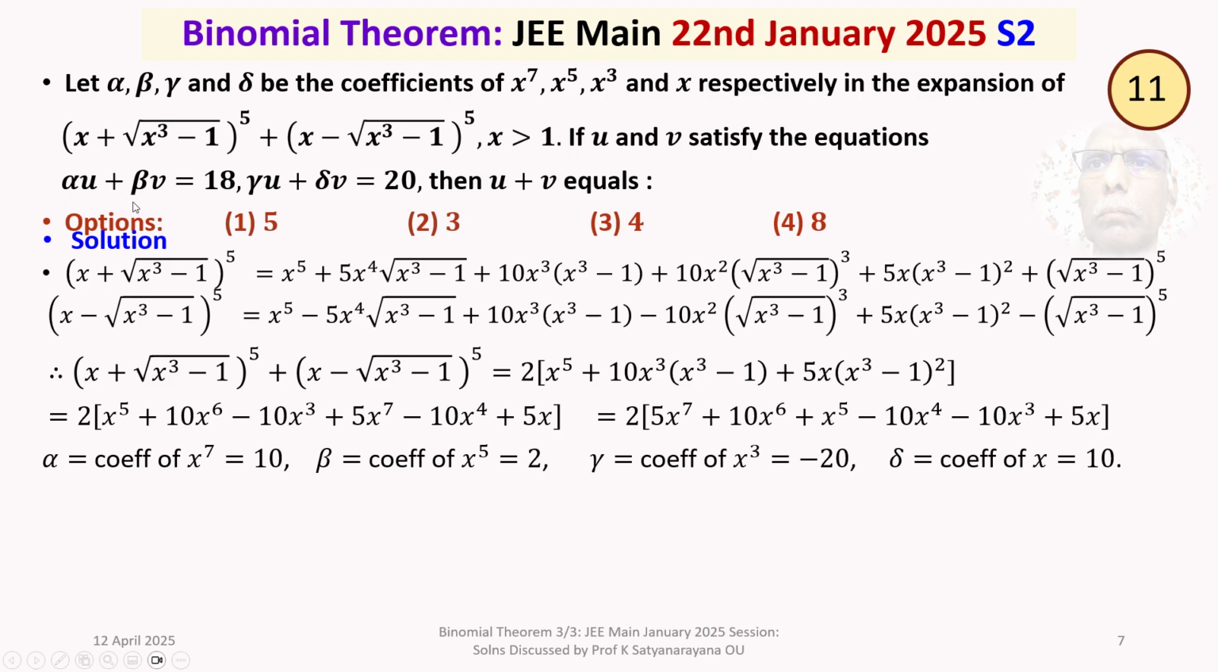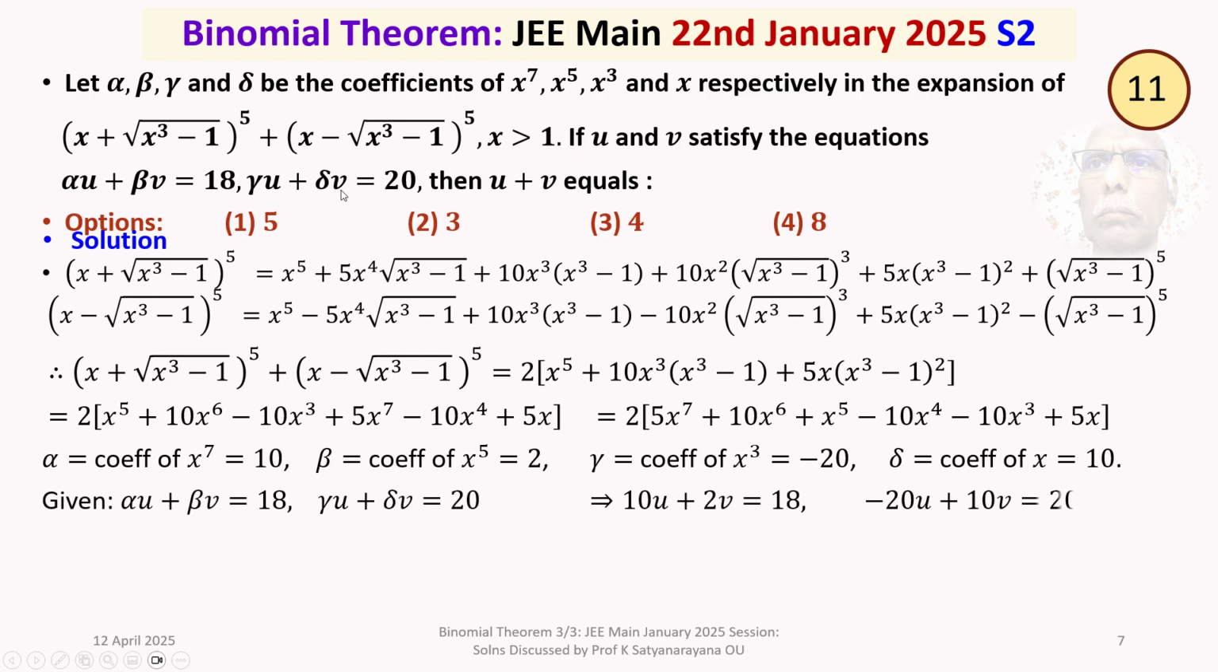So, we are given two simultaneous equations in u and v. Alpha u + beta v is 18, and gamma u + delta v is 20. Substitute the values of alpha, beta, gamma, delta. Then you get these equations. In the first equation 2 is common, cancel off. In the second equation 10 is common, cancel throughout. Then you will get 5u + v = 9 and −2u + v = 2.